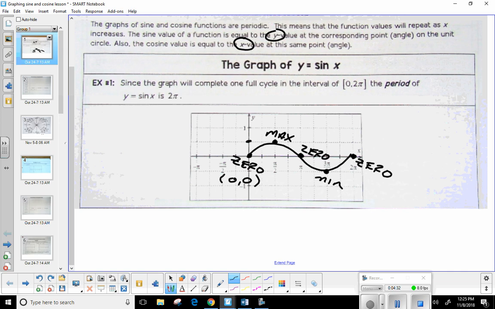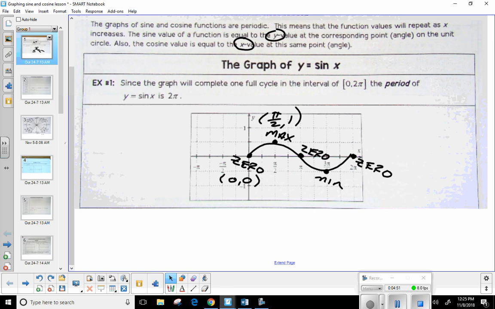No, 0, 1 would be right here. So how far right did I have to go? Pi over 2, and then I went up 1 unit. So this is pi over 2, 1. Okay. Now what about this second 0 here?